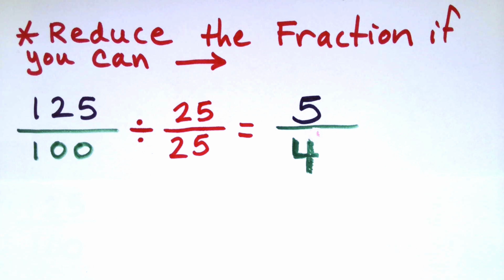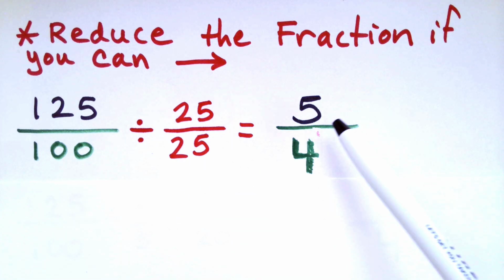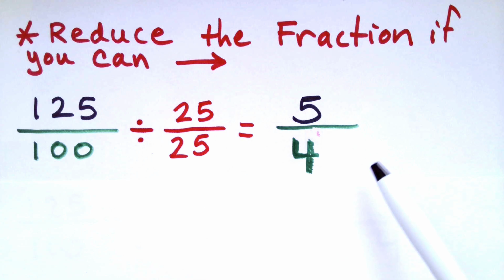Well, if you said we need to reduce the fraction, if we can, you're absolutely right. So I know that 25 can be divided evenly into the top and bottom, right? 25 times 5 is 125, or 25 plus 25 plus 25 plus 25 plus 25, 5 times, is 125. And I know 25 times 4 gives me a product of 100, right? So I can divide top and bottom by 25 without a remainder to get 5/4, or 5 over 4.